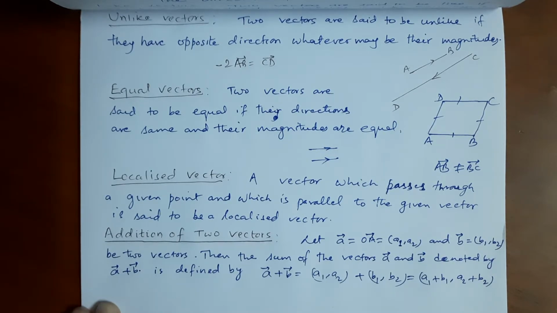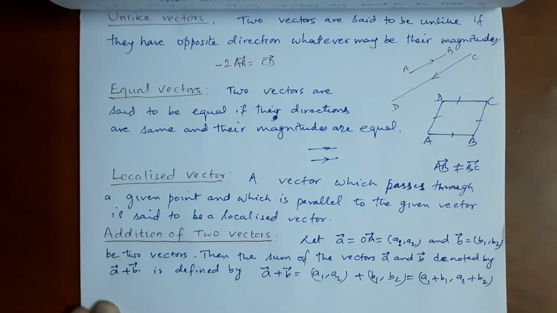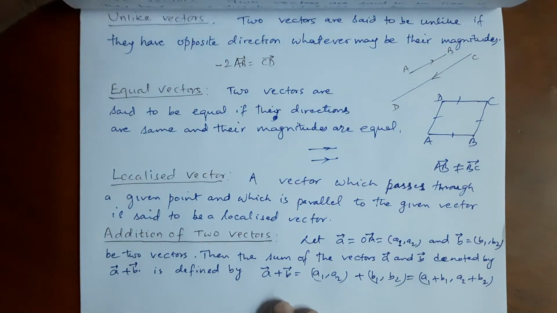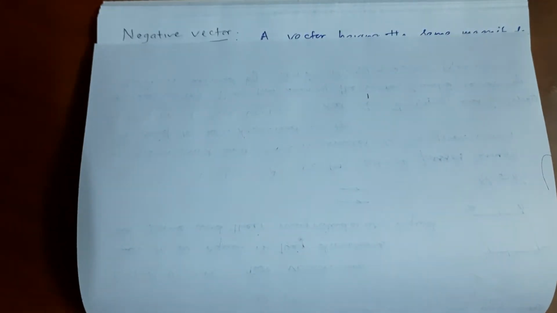The geometrical interpretation of this addition of two vectors is made clear by the parallelogram law of vectors and also by the triangle law of vector addition. Now let's move to the next part, that is the parallelogram law of vector addition.